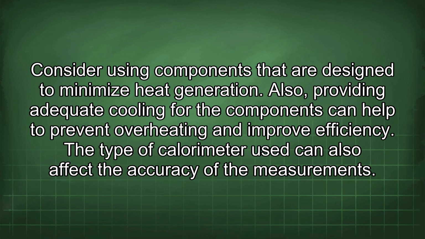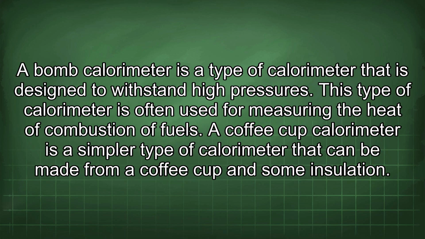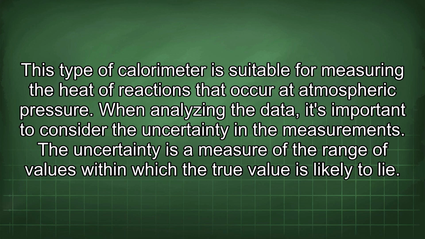The type of calorimeter used can also affect the accuracy of the measurements. A bomb calorimeter is a type of calorimeter that is designed to withstand high pressures. This type of calorimeter is often used for measuring the heat of combustion of fuels. A coffee cup calorimeter is a simpler type of calorimeter that can be made from a coffee cup and some insulation. This type of calorimeter is suitable for measuring the heat of reactions that occur at atmospheric pressure.